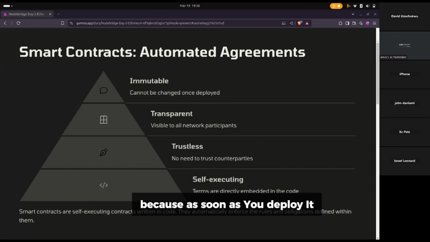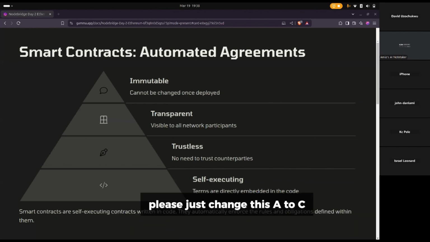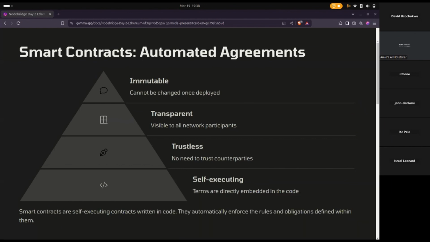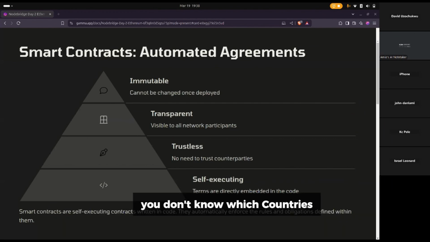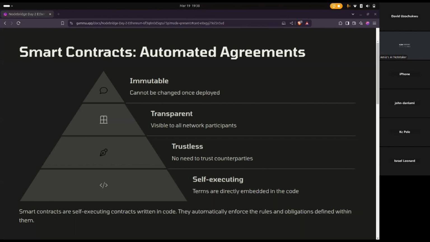Because as soon as you deploy it, every other person on the network gets a copy of that contract. So for you to be able to change that, which is humanly impossible, you have to go to every other person running that blockchain that has a copy and tell them, hey, please just change this A to C, which is not possible because first of all, you don't know who is running these computers. You don't know where it has gone to. You don't know which countries. And there are so many things that go into the node system. So that is why it cannot be changed.